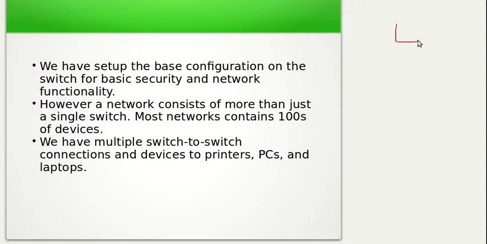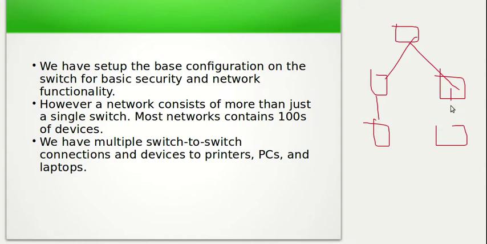A network consists of tens of switches which are connected together, which allow hundreds of hosts to connect to our network, and those devices have the ability to share information and communicate with each other. Normally a local area network would consist of multiple switch-to-switch connections like this, with some of the switches connecting to end devices like our PCs and our printers. So we've done the base configuration, but we haven't really set up a network at all.